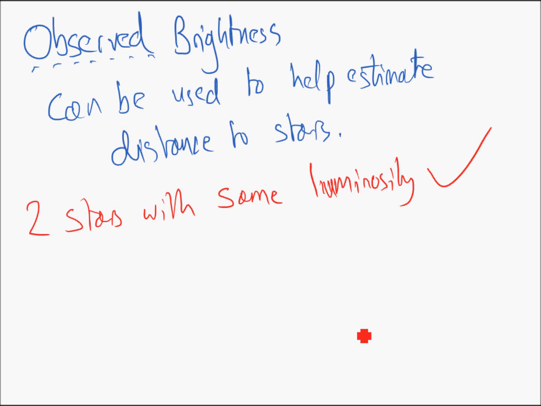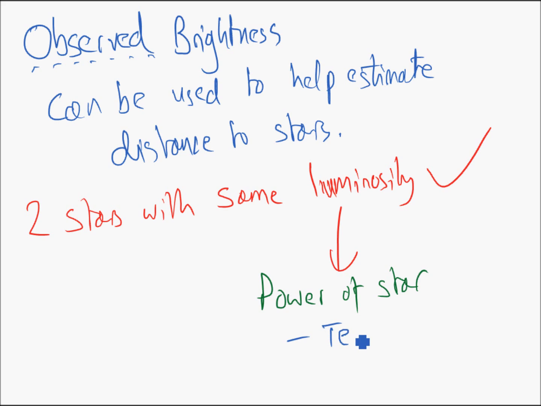then this does work. And what is luminosity? Luminosity is the amount of energy released by the star per second, or it's the power of the star, energy released per second. And what does it depend on? It depends on two things really: the temperature and the size of the star.